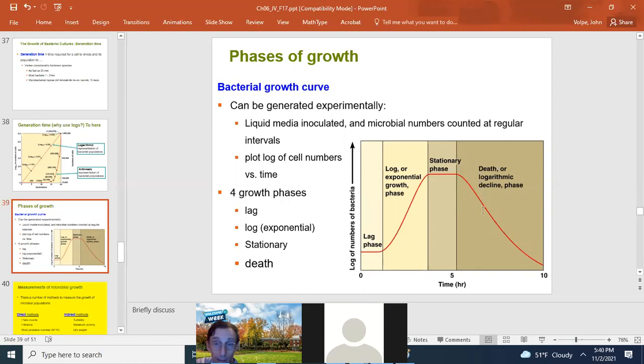This can be on the order of days or weeks. And if it's endospores, it can be millennia or centuries before all of the cells die. So it will depend on the characteristics of the bacteria, how long this will be. All right, any questions about the phases of growth?